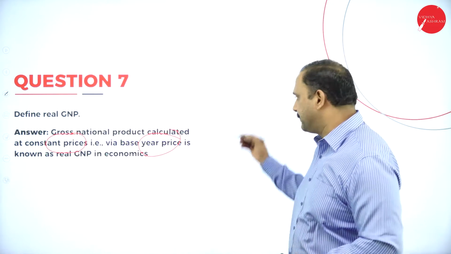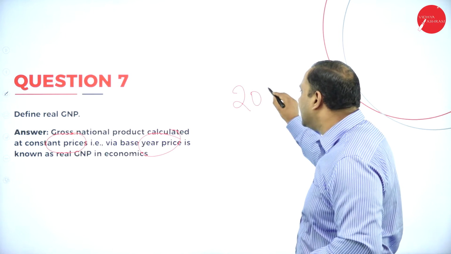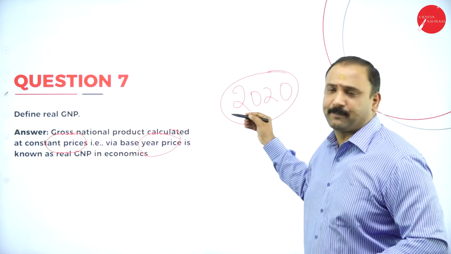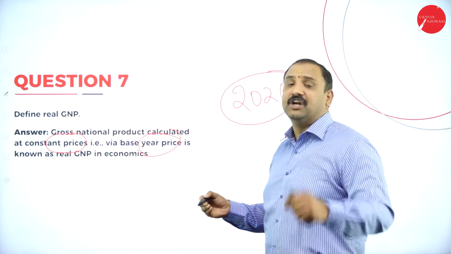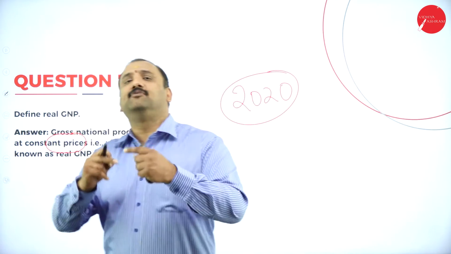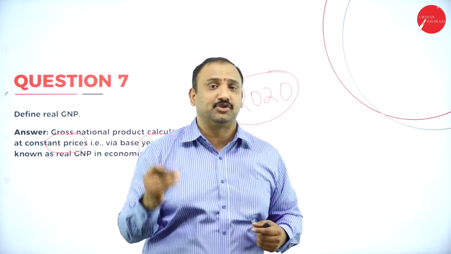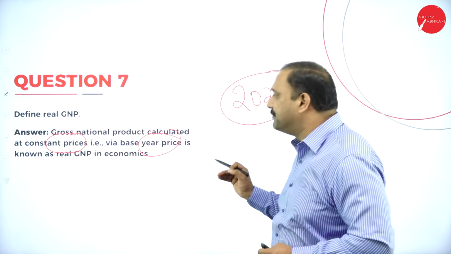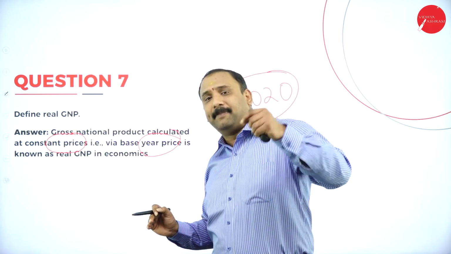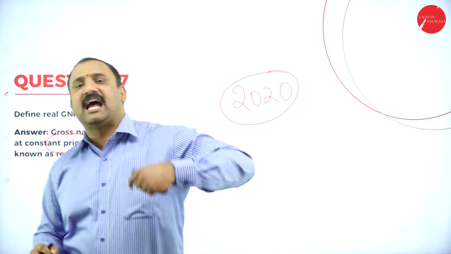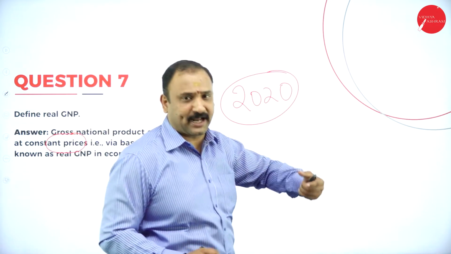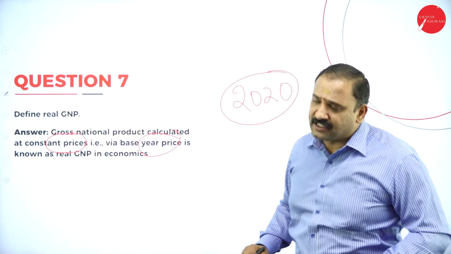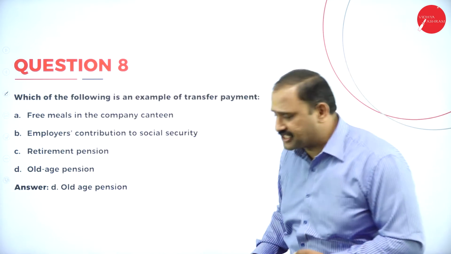So for the base year, suppose I'm going to keep 2020 as the base year. The price that was prevailing for a product in this particular year will be kept constant and will be compared against the other years. So that's where the real GNP comes into question. So real GNP means that when you keep the base year constant and calculate the variation of prices against the other years, then we are able to get the real GNP, or the gross national product.